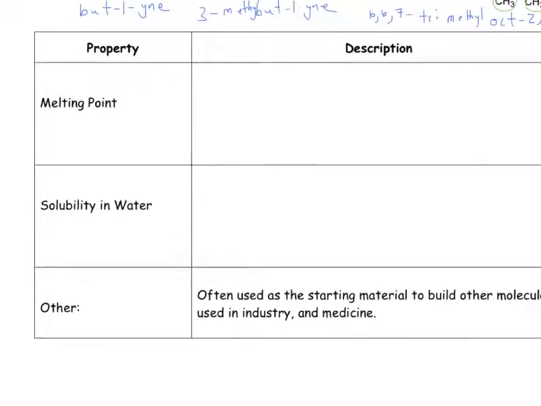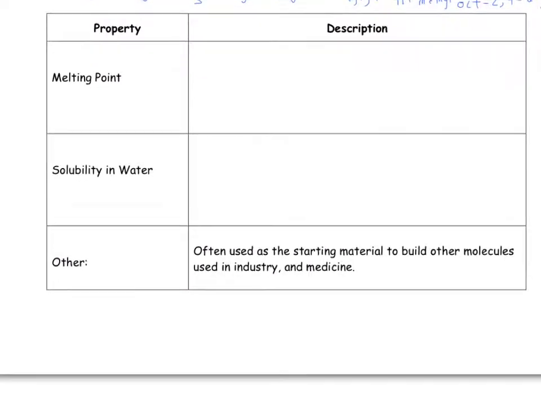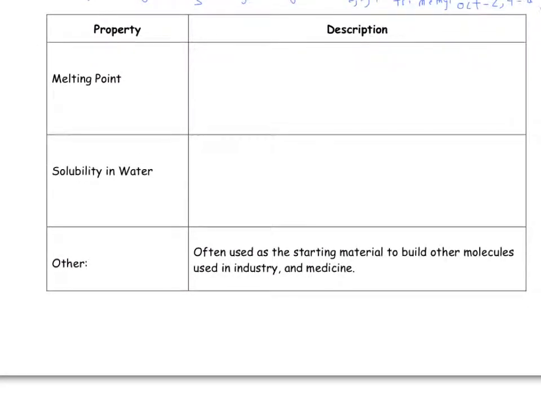Properties of alkynes. Whenever you have a triple bond, that introduces a more linear shape. So alkynes will stack better than alkanes. Therefore, alkynes have higher melting points than alkanes.